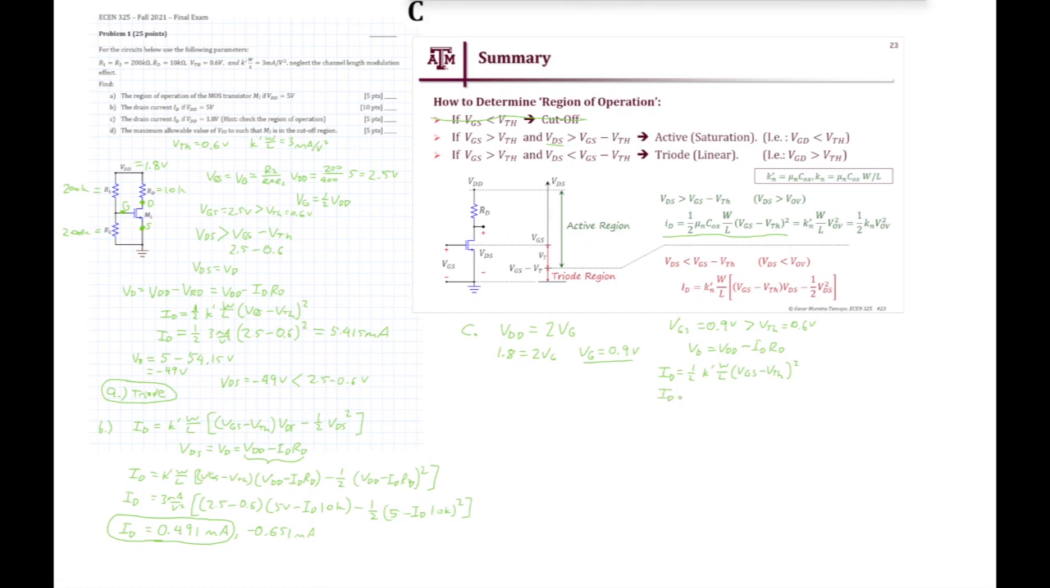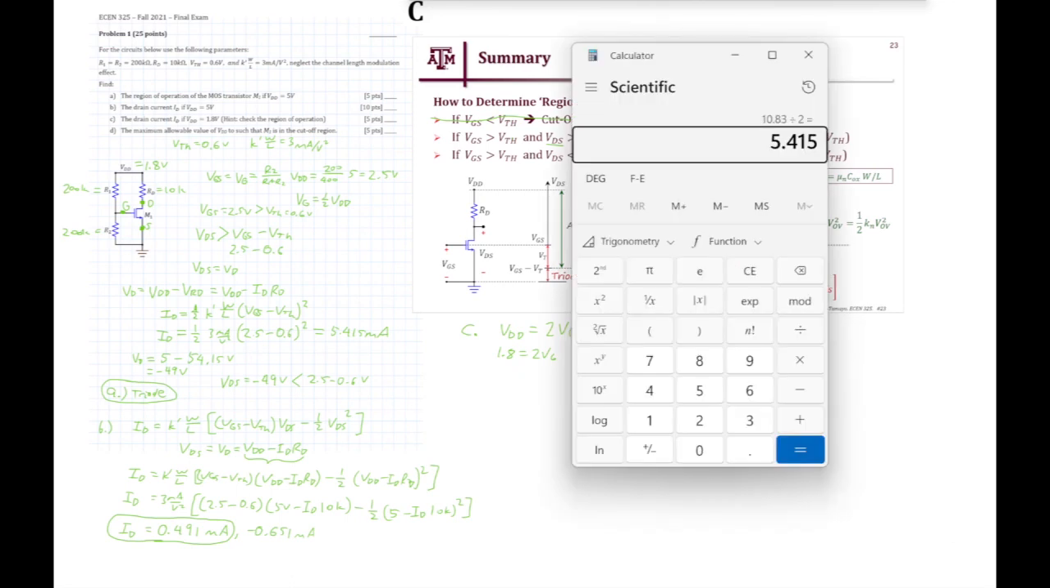So that means our ID is equal to 1 over 2 times 3 milliamps per volt squared times our VGS value, which is 0.9 volts. Our VTH value is 0.6 volts. If we square that, okay, let's recalculate our current.